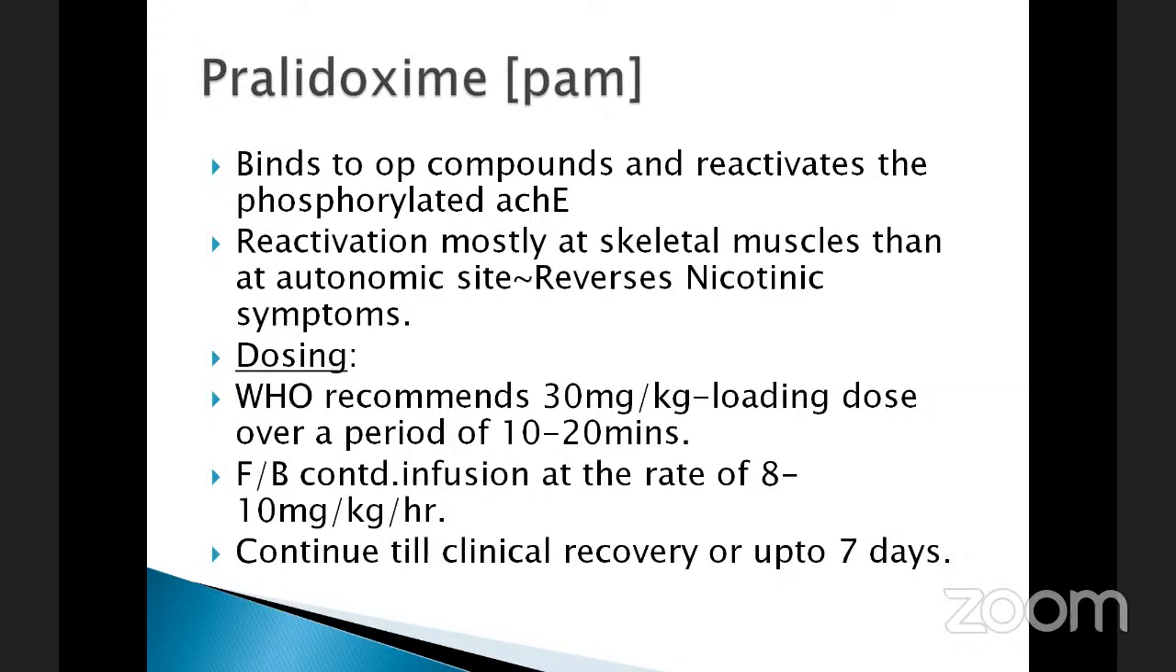Mostly depends on clinical signs and levels only, sir.